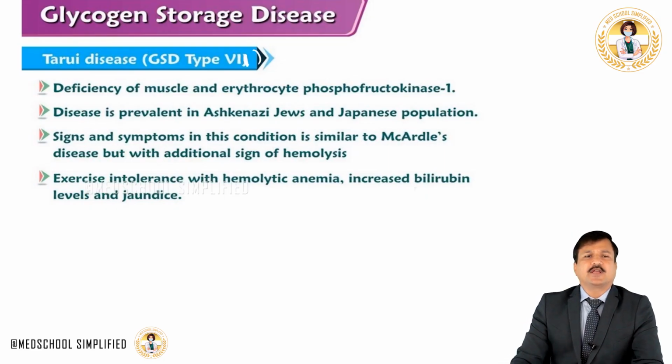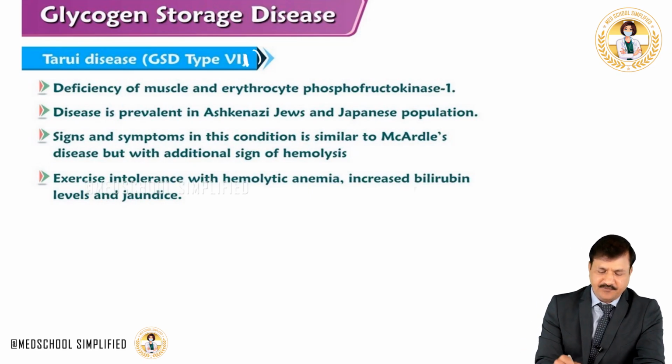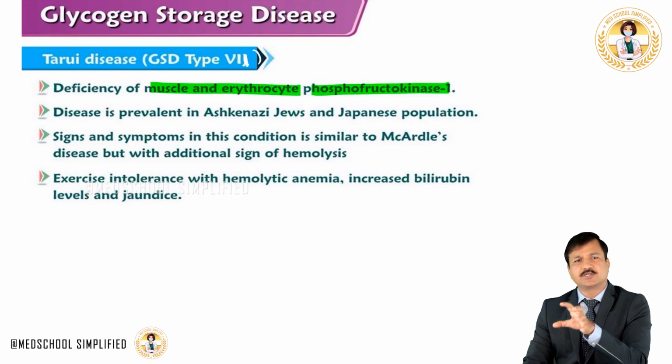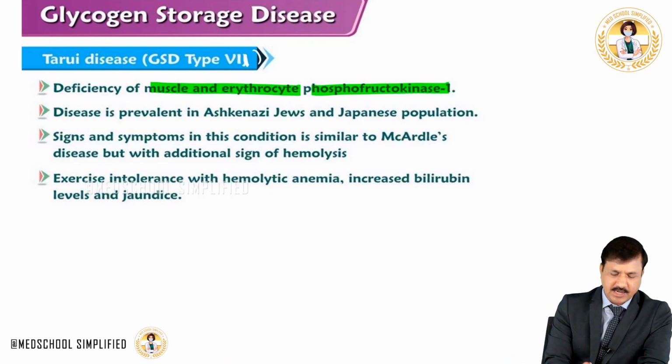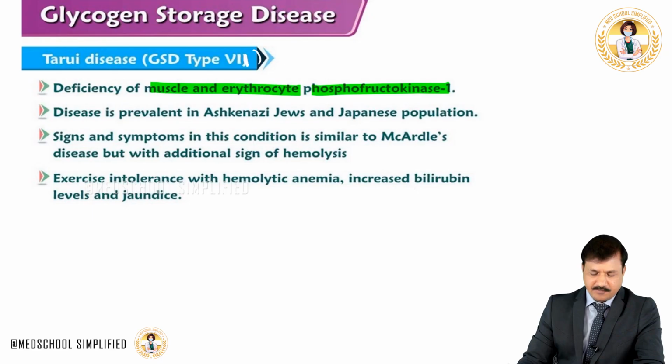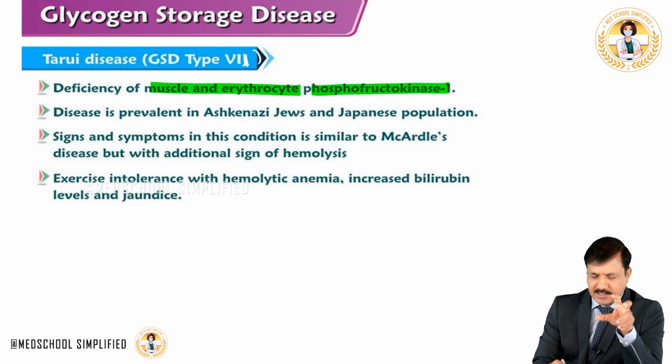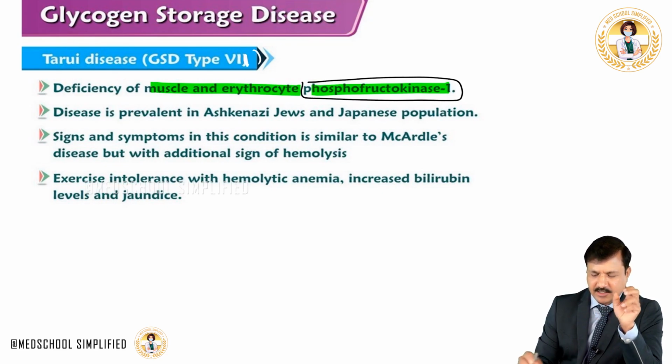Now let's get into our next disease, glycogen storage disease type 7, which is called Tarui disease. Tarui disease is because of a deficiency in an enzyme called phosphofructokinase 1 present in muscle and erythrocyte. Muscle and erythrocyte phosphofructokinase 1 enzyme deficiency will lead to Tarui disease, which is grouped under glycogen storage disease type 7. Now, why? And note that phosphofructokinase 1 is a rate limiting enzyme in glycolysis.